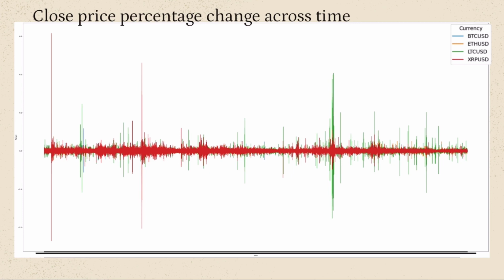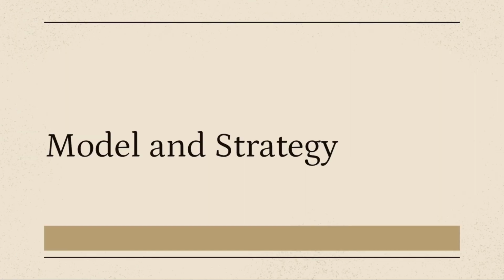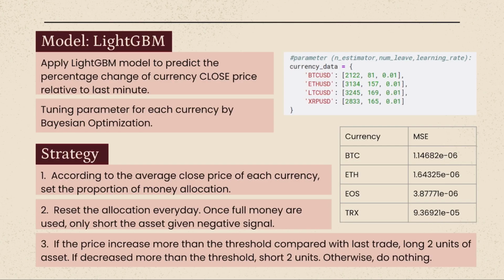strategies. I first tried to use LightGBM to predict the percentage change of close price relative to last minute, and tuning the parameters by Bayesian optimization for each currency. And my strategy is, according to the average close price of each currency, set the proportion of money allocation, and reset the allocation every day.